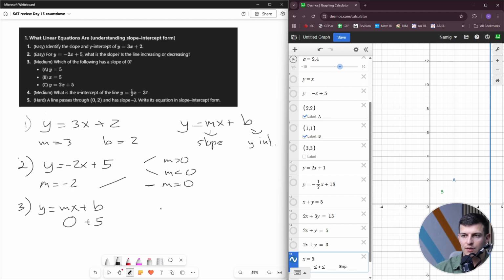Last one, C, y equal to 2x plus 5. Again, is the slope 0? No, it's not 0, because again, in 2x plus 5, the slope is the coefficient of x, which is 2 here. So no, it's not 0.